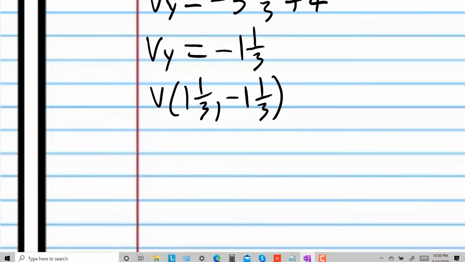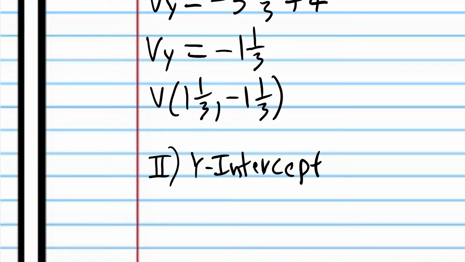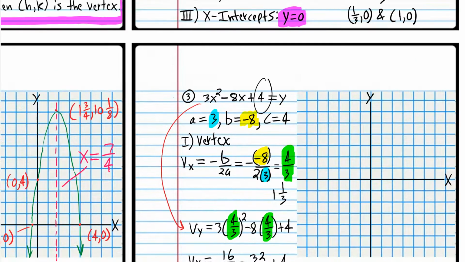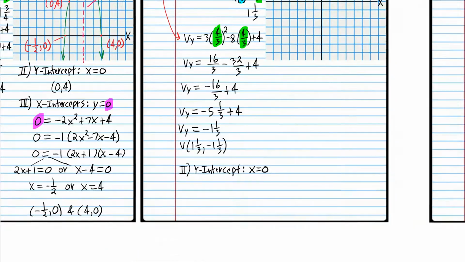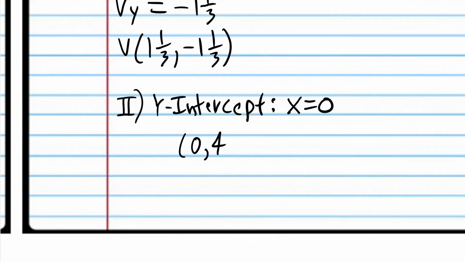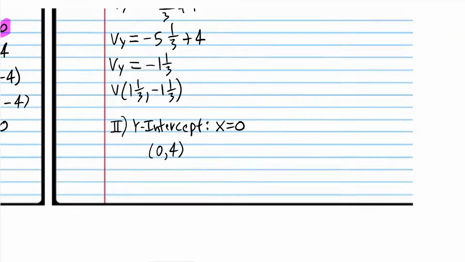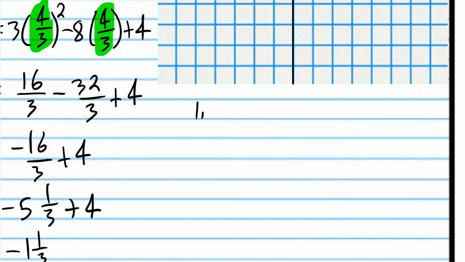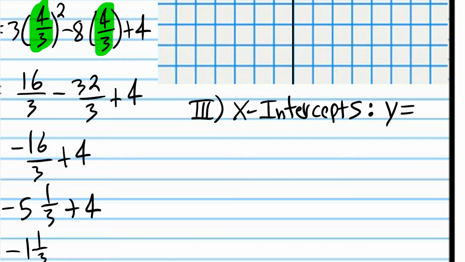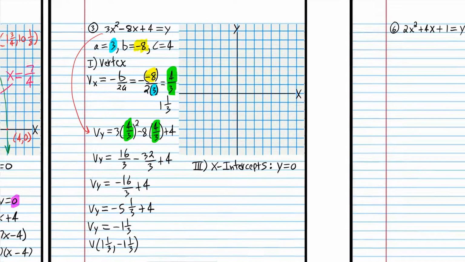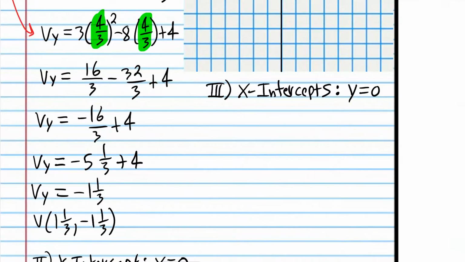Okay, now let's find the y-intercept. That's the easiest step. If we let x equal 0, then of course this number here is the y-intercept. So our y-intercept is 0, 4. And then we're going to find the x-intercepts. To do that, we're going to let y equal 0. And so we have 3x squared, negative 8x, plus 4, equals 0.